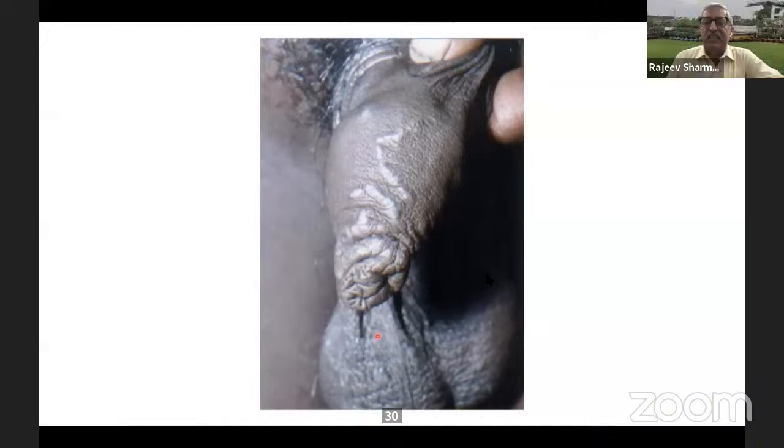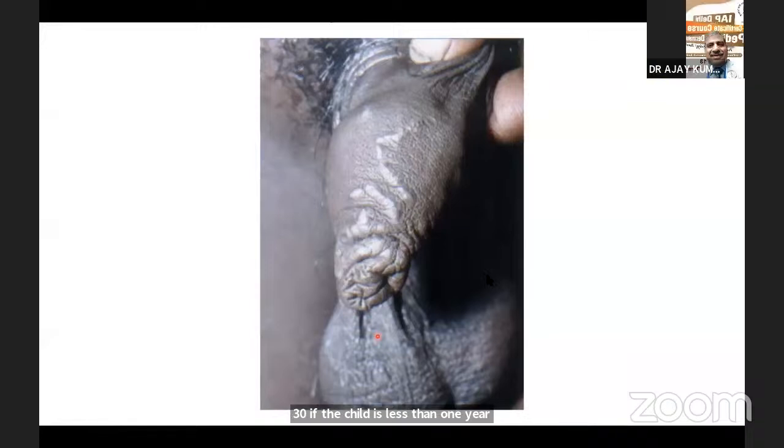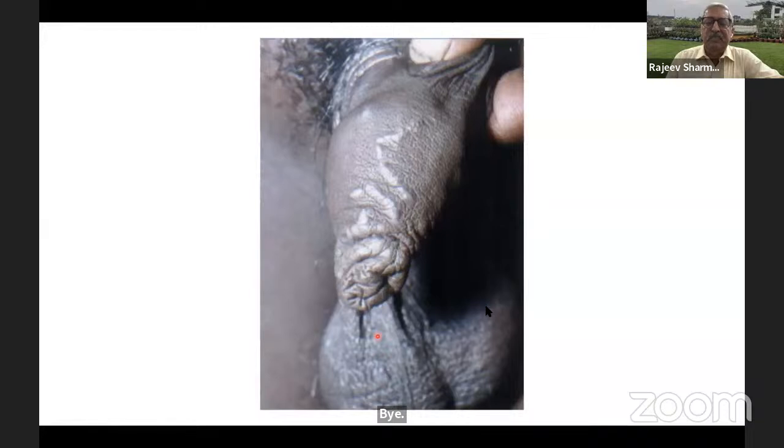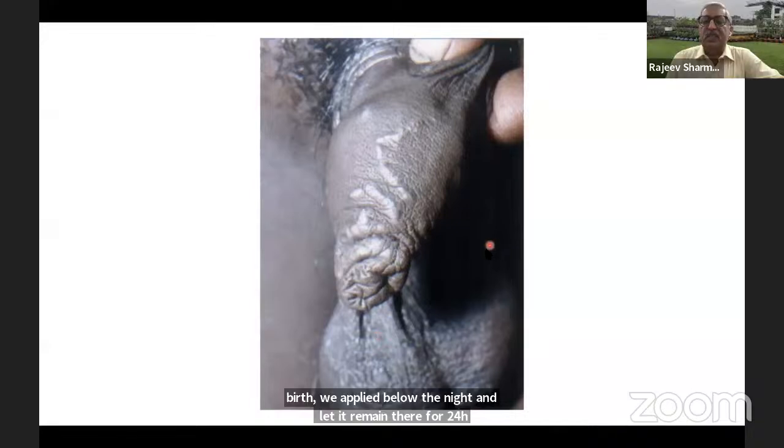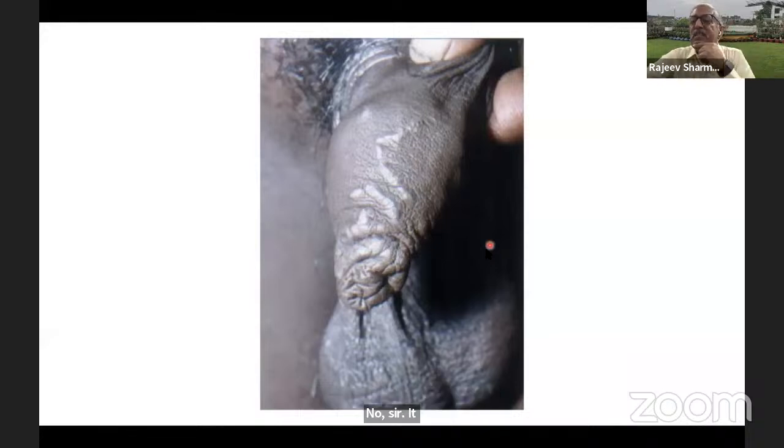Sir, if the child is less than 1 year, bath, and then we use crotamiton. No, permethrin you use at bedtime. After bath, sir. We applied below the neck and let it remain there for 24 hours. No, sir. Permethrin should be used at bedtime. It has to be applied below the chin, right up to the toes and feet, between the toes, between the fingers, under the nails. No body part should be spared.